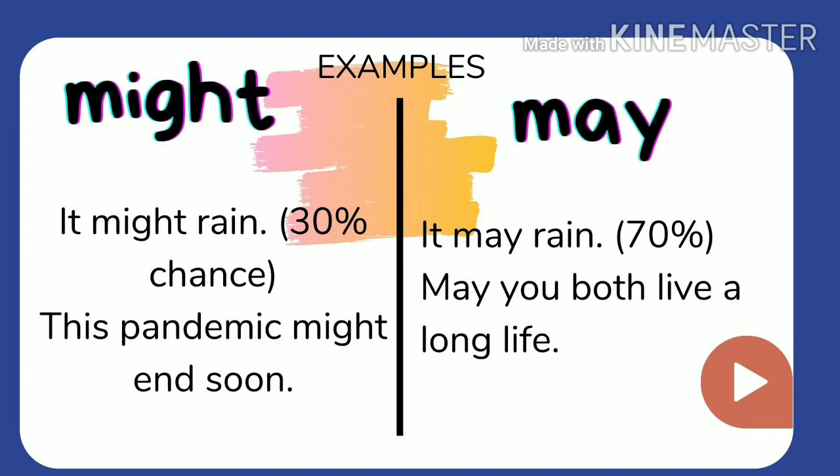Next is, may you both live a long life. We have said that if we are going to make a wish or hope, we could only use the word may. So when you say, may you both live a long life, you are wishing someone a long life.